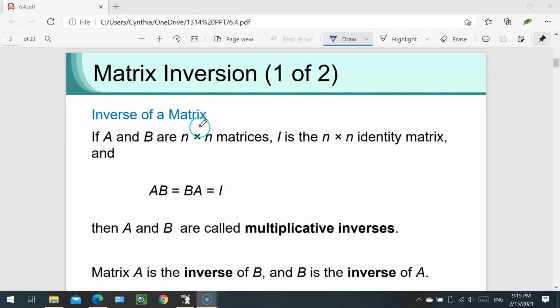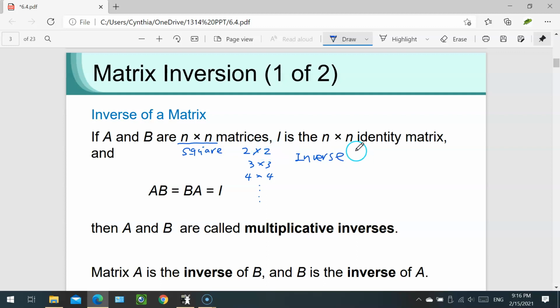Now an n by n matrix, we call this a square matrix. A matrix has the inverse if and only if the matrix is a square matrix. If your matrix is 2 by 3 or 1 by 2, in that case, you won't be able to find the inverse. So only a square matrix will have the inverse. For example, 2 by 2 is a square matrix, 3 by 3, 4 by 4. Only the square matrix has the inverse.